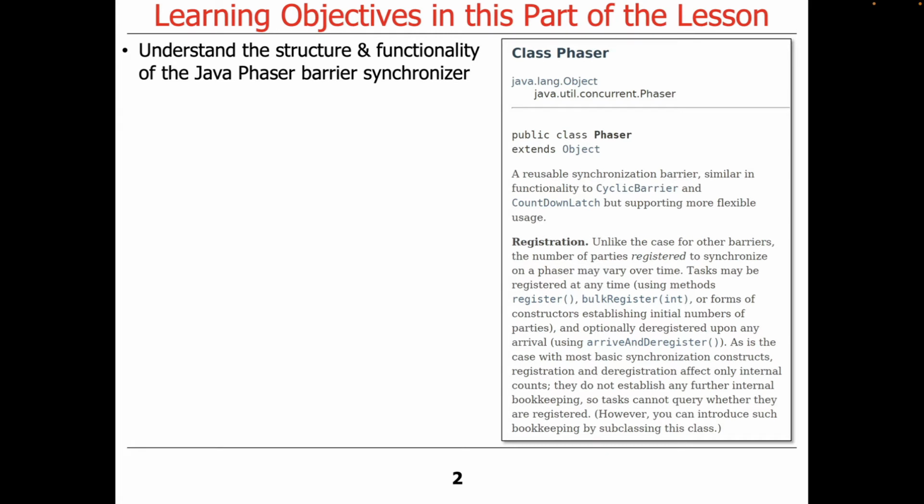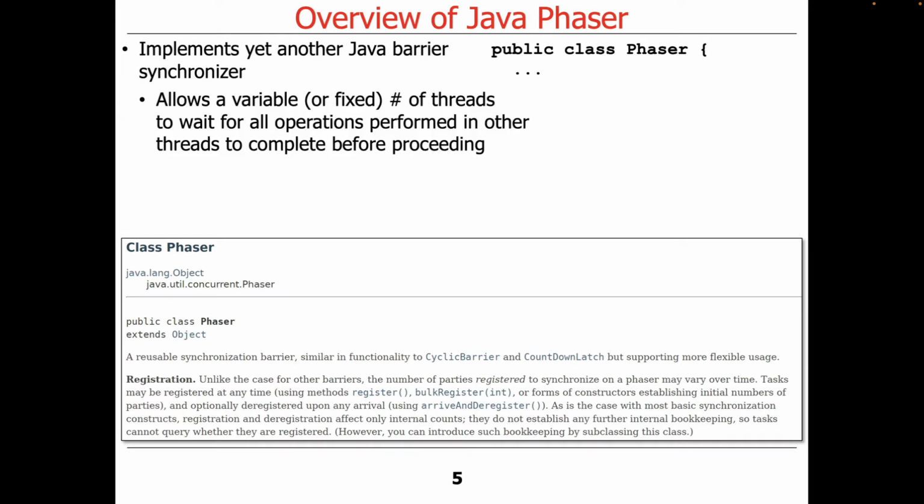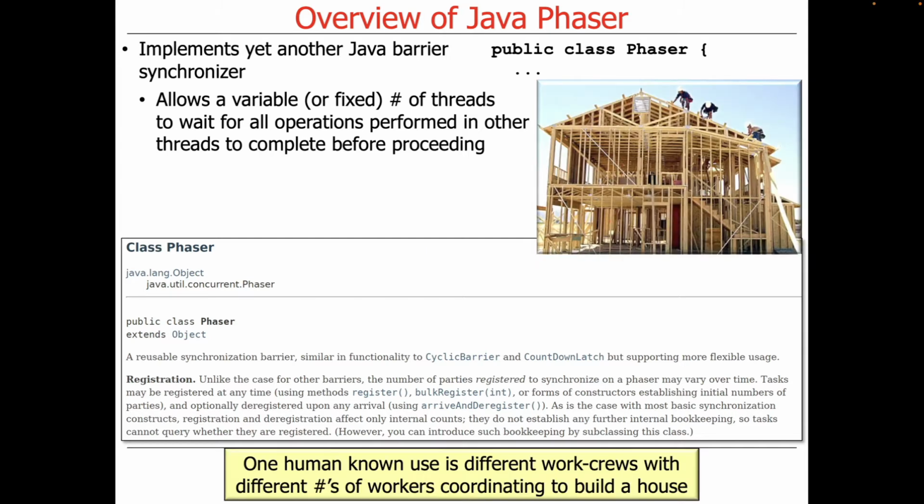And I sometimes wonder whether they came up with the name Phaser because they were Star Trek fans or something like that. But you'll see why it has the word phaser. Phaser is yet another Java barrier synchronizer implementation. And what makes it a little special and a little more complicated is it allows for a variable number or a fixed number of threads to wait for all operations performed in other threads to complete before proceeding.